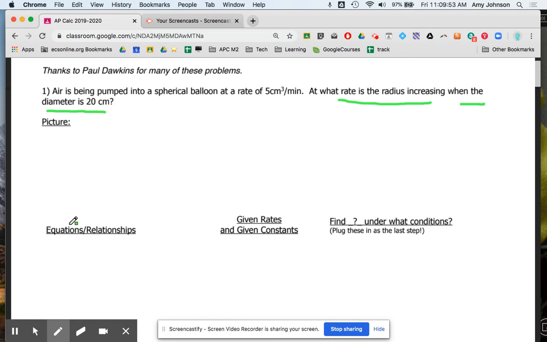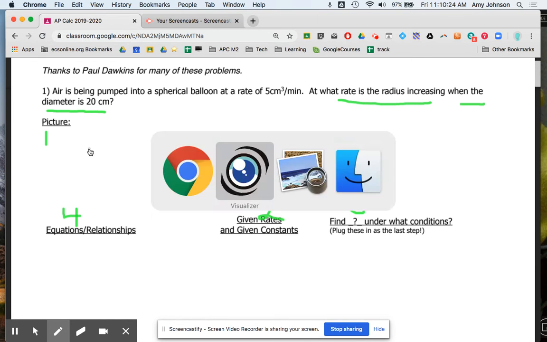So this is a setup that I like you to use at first when you're learning these. You're going to draw a picture, and then the next thing after the picture is the given rates and the constants, then the find, and then the last thing is the equations and relationships. So picture is first, then the given rates and constants, then what you're supposed to find, and then the equations and relationships.